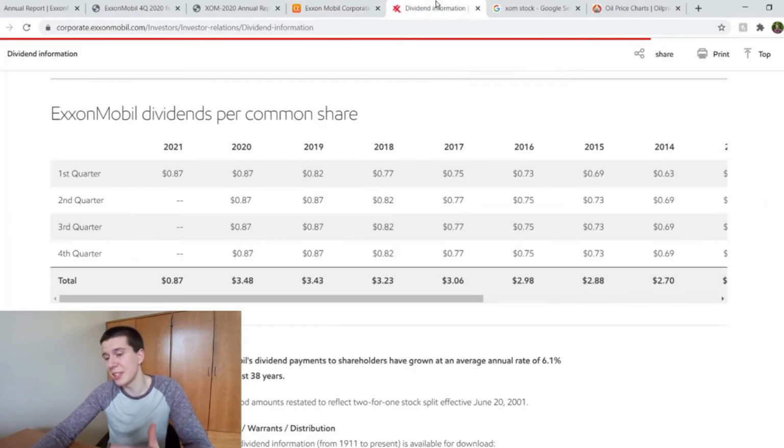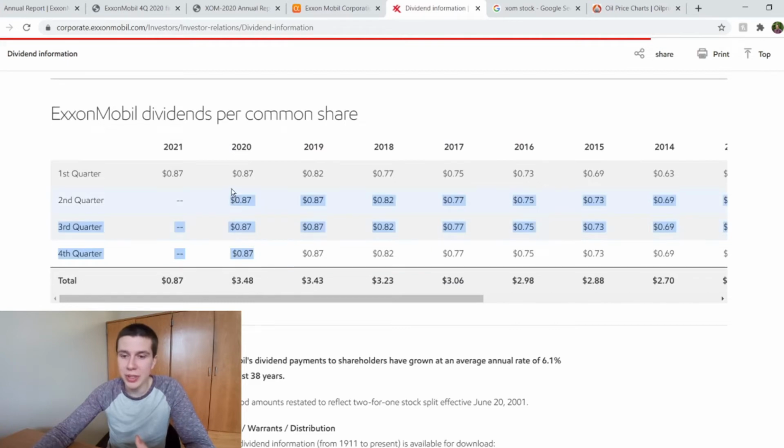And they actually have a nice page on their investor relations about their dividends. And basically you can see here, even though the dividend amount was never raised in 2020, the total dividends that they paid in 2020 was still higher at $3.48 than the total dividends that they paid in 2019 at $3.43.